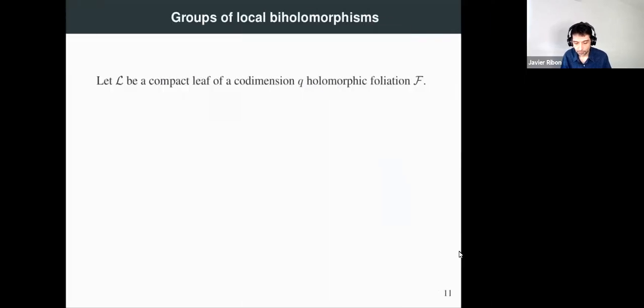Okay. We can consider this problem too in the local setting. We can consider, for instance, this setting in the neighborhood of a compact leaf of a codimension q holomorphic foliation, and try to understand what we can say if we do not have stability when all the leaves are closed.